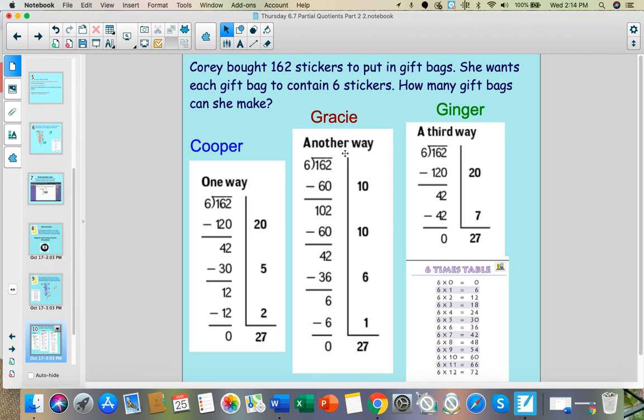Cooper got it in 3 steps, Gracie got it in 1, 2, 3, 4 steps, and Ginger got it in 2 steps. You decide how many steps you want to take. You can take it in 3 as Cooper, 4 as Gracie, or 2 as Ginger. It's your choice. However you want it, try your best.